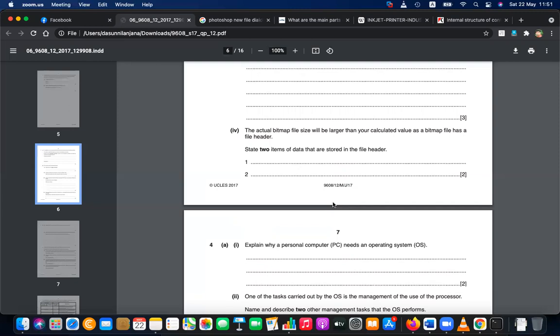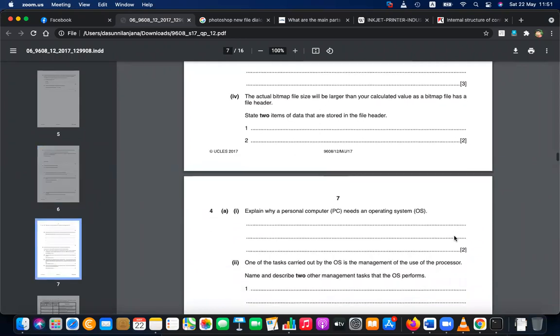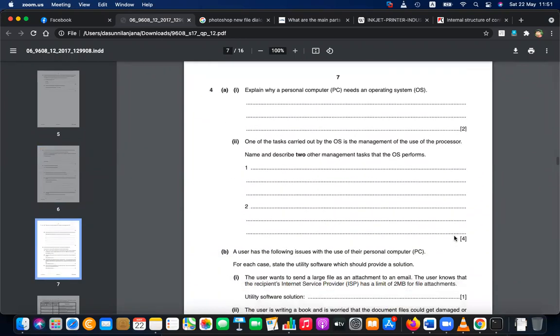Right, all these things are stored in the file. These are actually file properties. These are called file properties. Okay, then the fourth question, let's discuss that quickly. Explain why a personal computer needs an operating system.